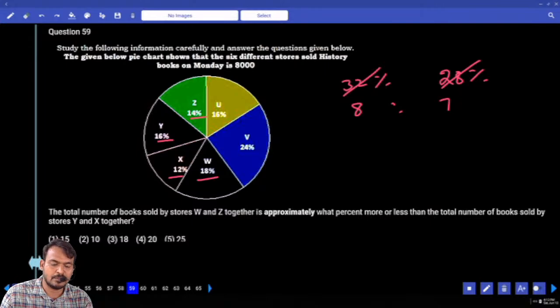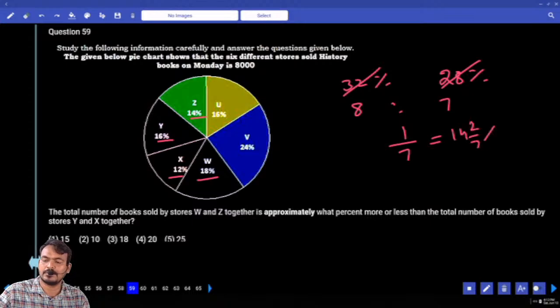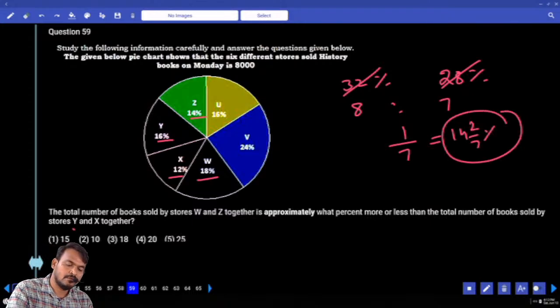8:7. How many parts are less? 1 part. 1 upon 7. 1 by 7 means 14.2 by 7%. What is the nearest value? 15.